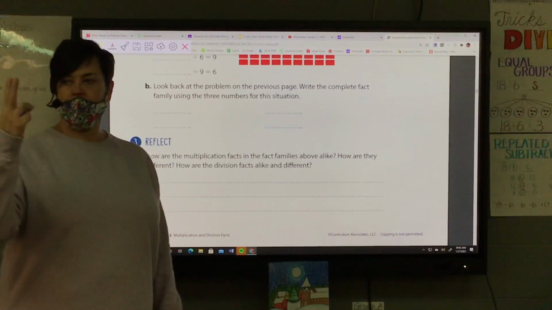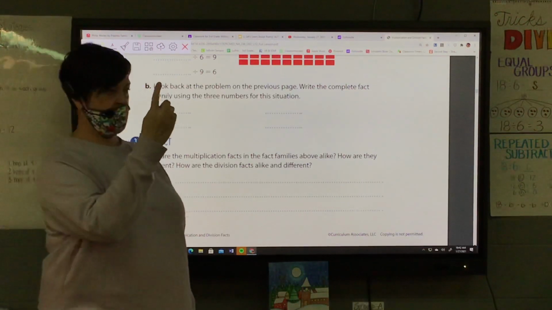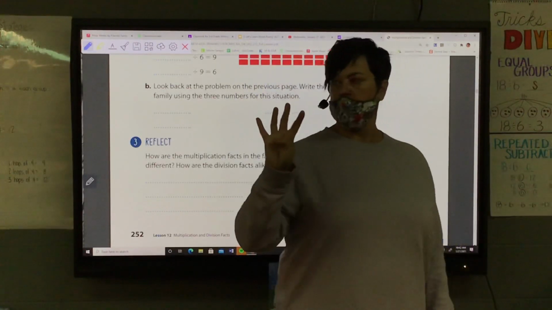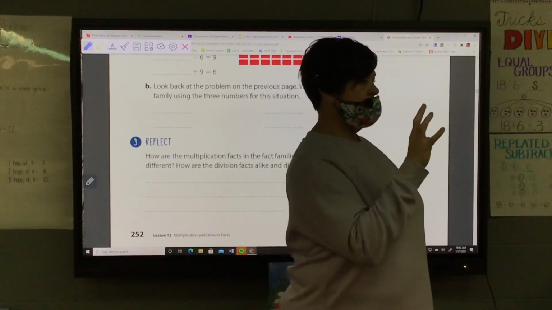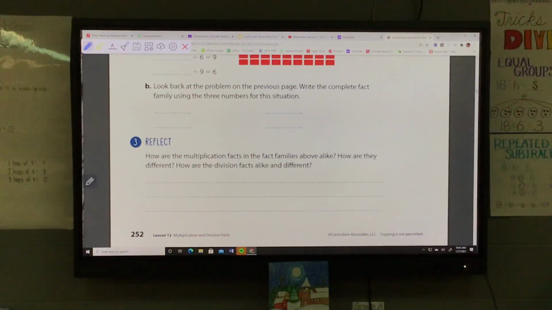Show me how many equations you have written down. You only have one, you have two, you have three, or you have all four. Raylan? Use those to create fact families. This is a fact family, remember?